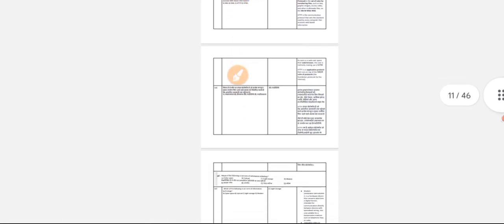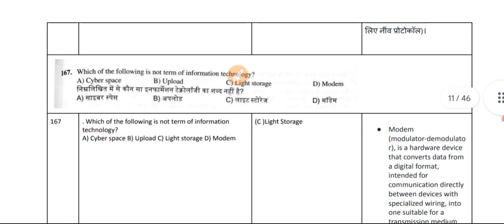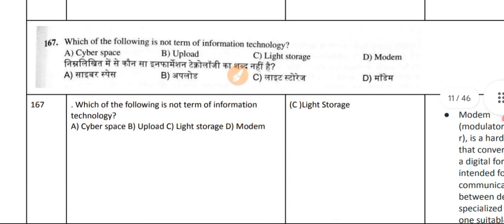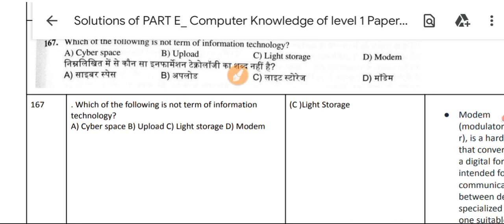Question 167: which of the following is not a term in information technology? You have been given four options: cyberspace, upload, light storage, or modem. Which of these is not a term of information technology?